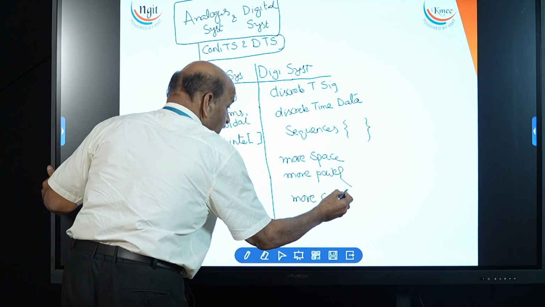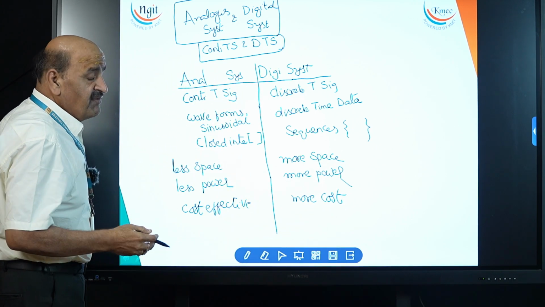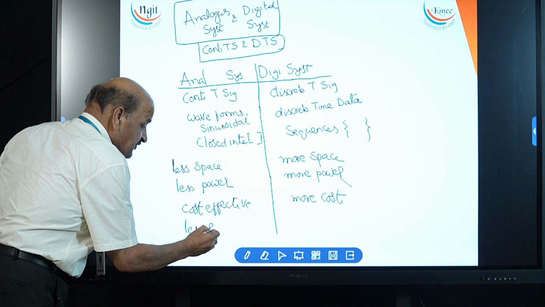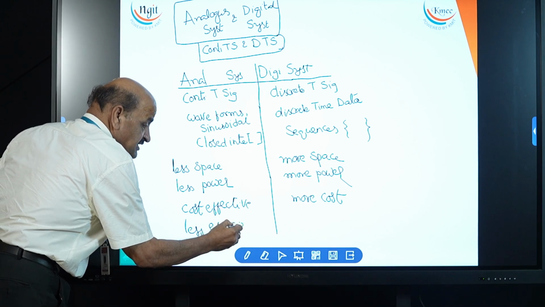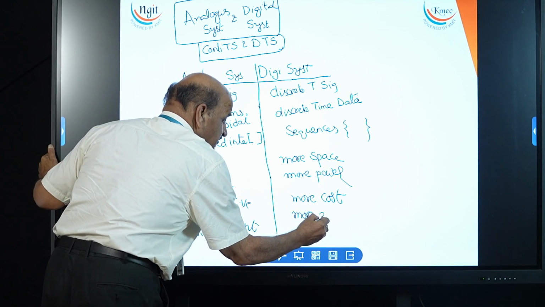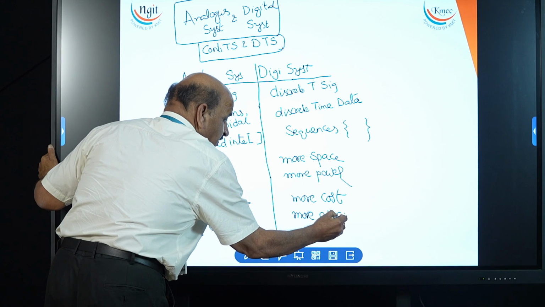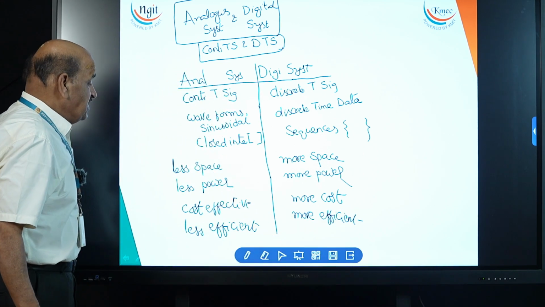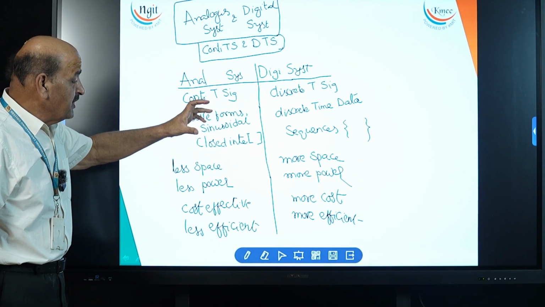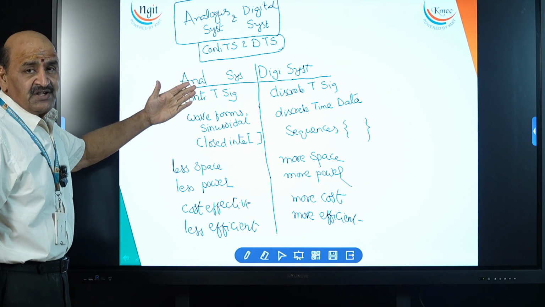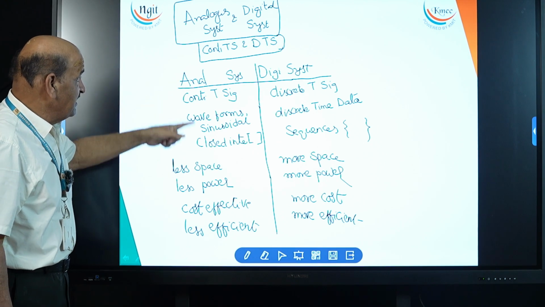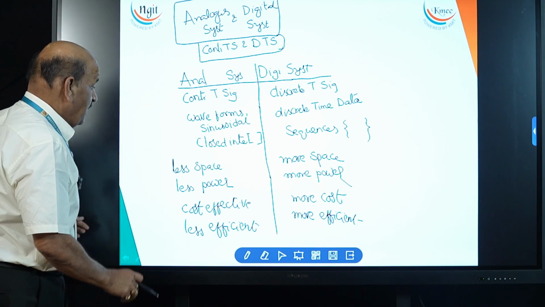It requires more cost. But why do we use everything in digital? Because analogous is less efficient, but digital is more efficient. So digitalization is a concept that always has more efficiency than analogous systems, that means than continuous time signals. Now just look at the comparisons between these two. Got it? Now, next one.